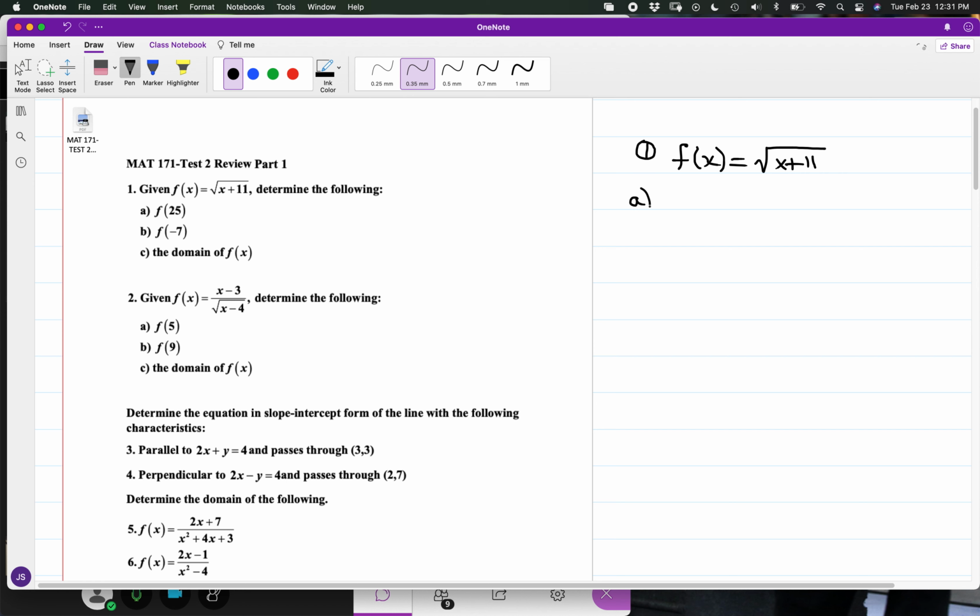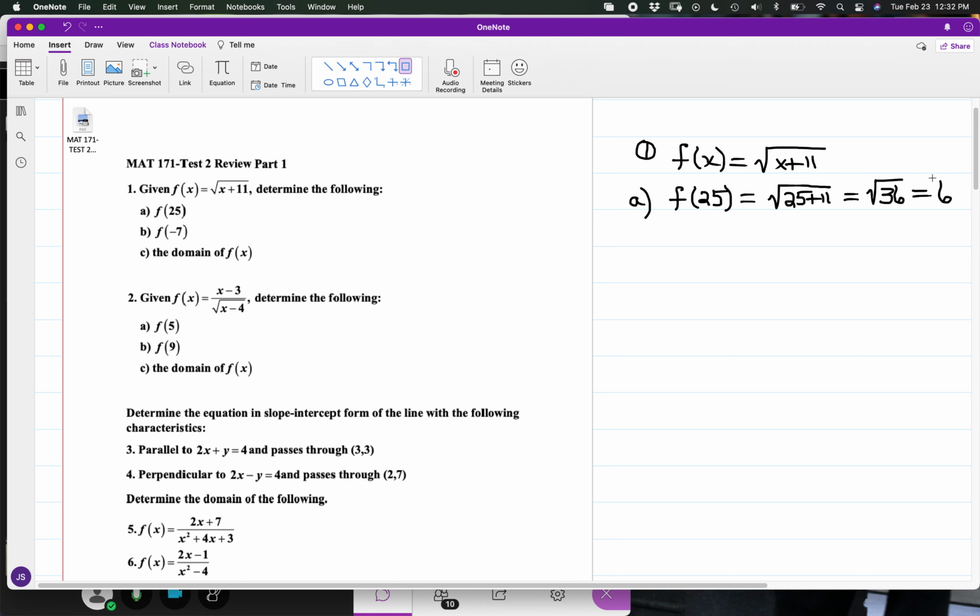Okay. And again, f of x is a functional notation for what we say is y. Okay, and here we have f of 25. And filling in 25 for the input variable x. So we have the square root of 25 plus 11. And 25 plus 11 is 36. And 36 is a perfect square number. And we have that the square root of 36 is equal to 6.